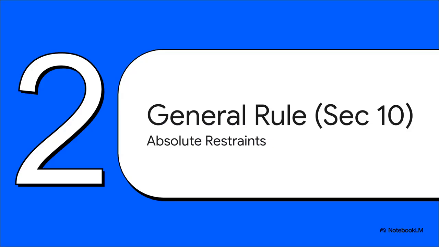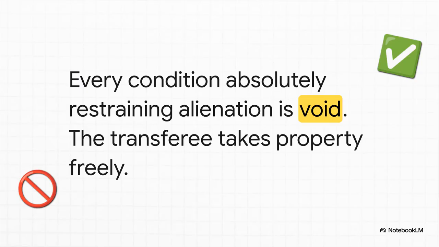Section 2. General rule under Section 10. I need your full attention here. Quoting this specific statutory provision is absolutely critical for the exam. The text reads, Section 10. Every condition that absolutely restrains the transferee from alienating the property is void. The transferee takes the property as if no such restriction exists.